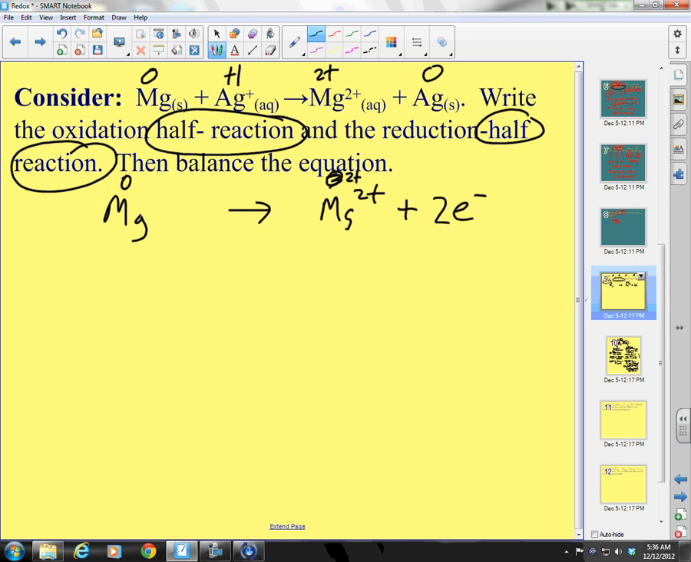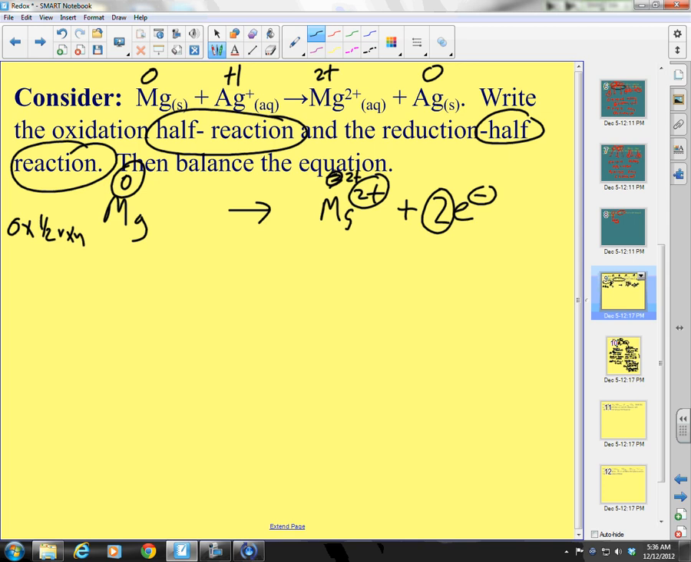Good. And how do I know that? I mean, I can think about the transfer of electrons, but also notice my charges are balanced. Over here, my charge is 0. Over here, my charge is plus 2. Here I have a negative 1. So how many negative 1s do I need to offset that plus 2? I need 2. There we go. So this would be my oxidation half reaction.